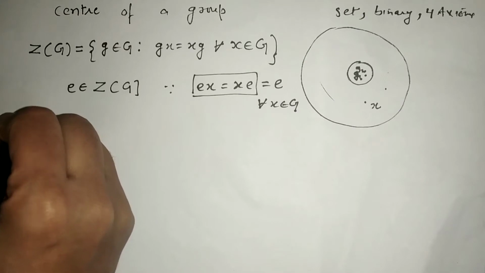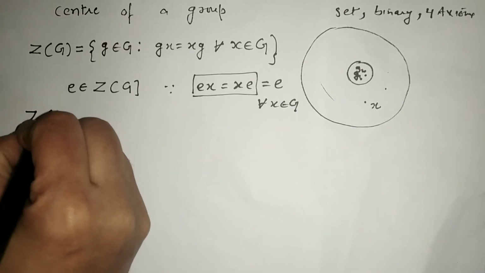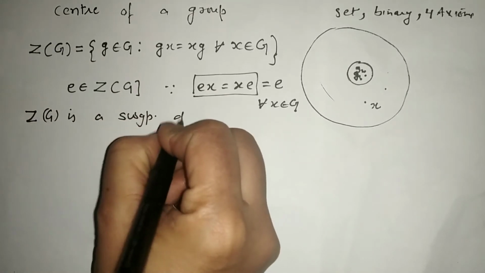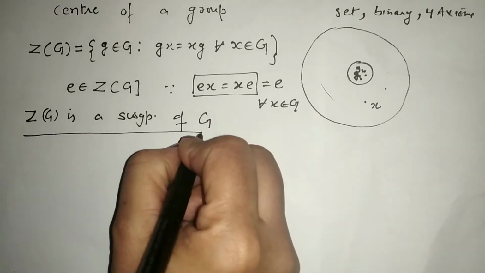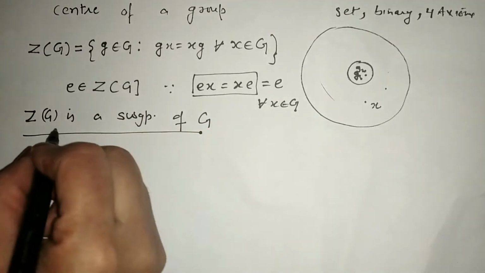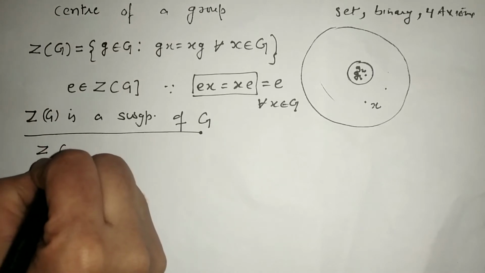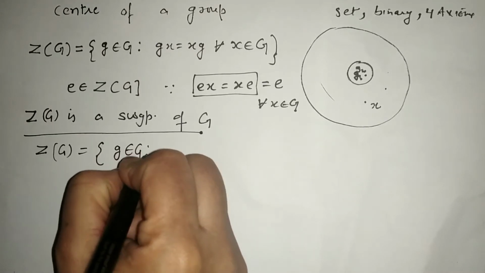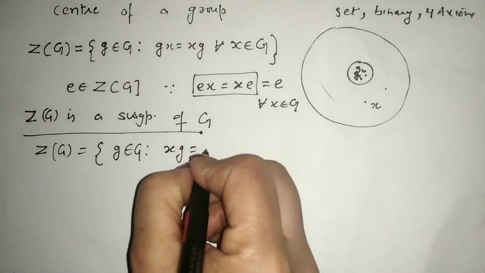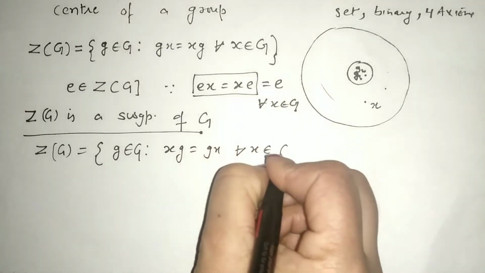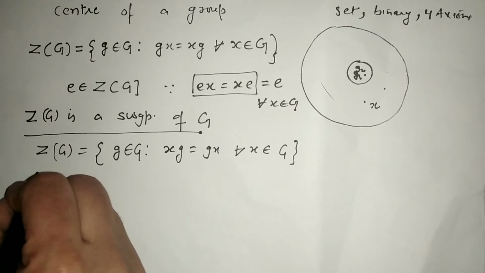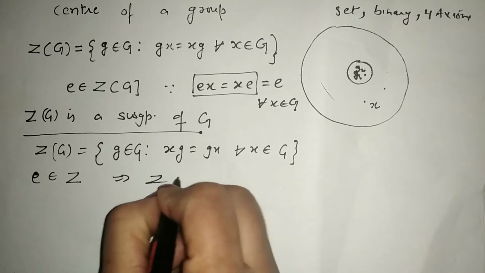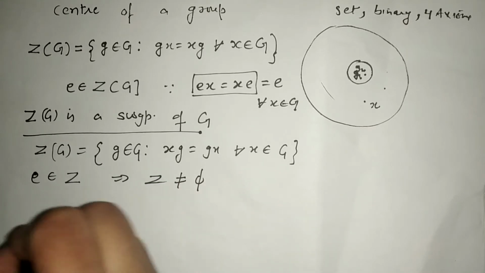Now we are going to prove whether Z is a subgroup or not. It is a subgroup. How? First we take this definition. Again, the elements in Z are those elements in G such that x into g is g into x for all x belonging to G, and also e belongs to Z. Therefore Z is not phi, it is a non-empty set.